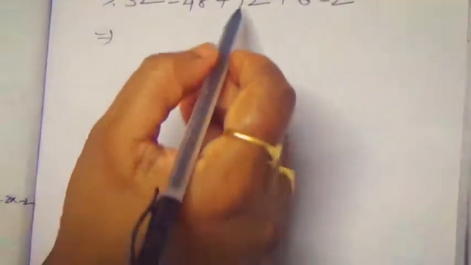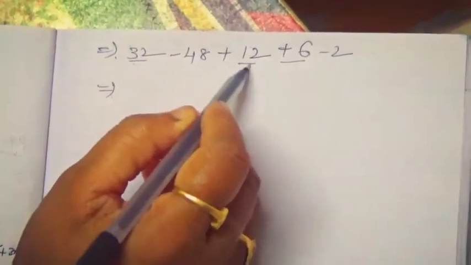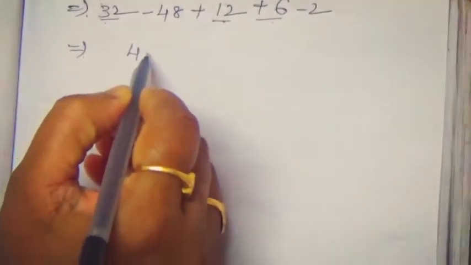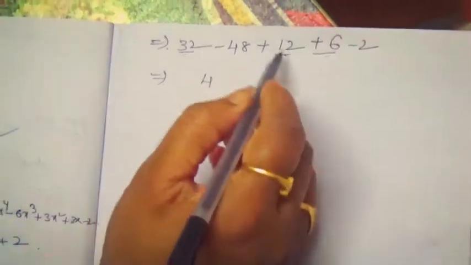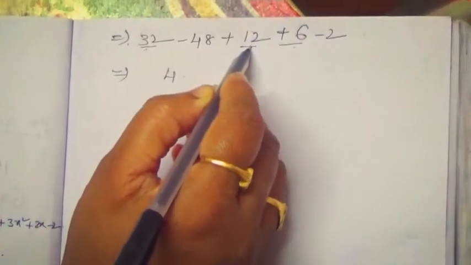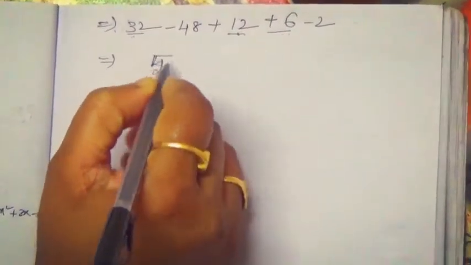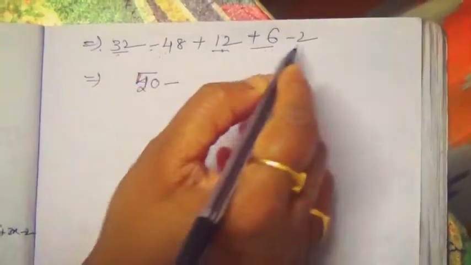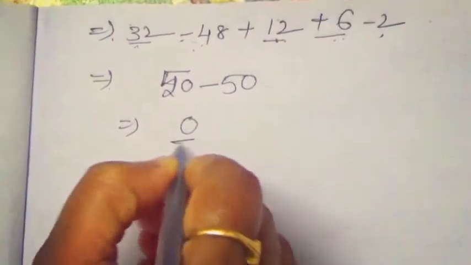So look at here, these all are positive. 32 plus 12 is 44, 44 plus 6 is 50. Then 50 minus 48 minus 2 is minus 50, so 50 minus 50 is 0.